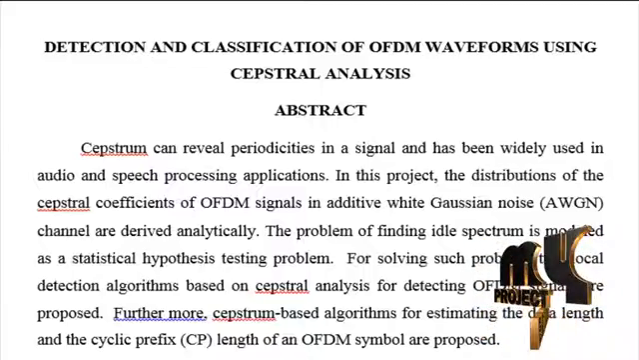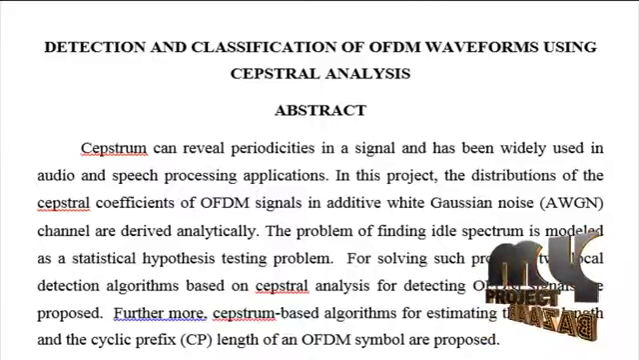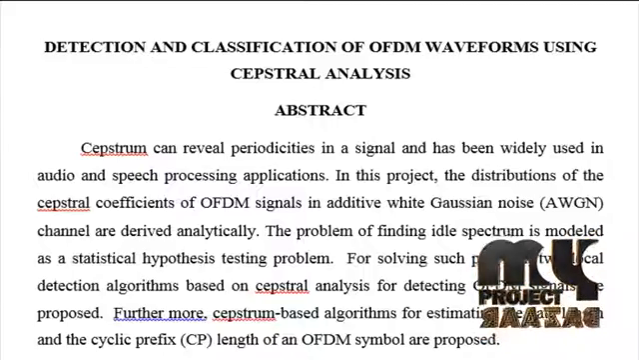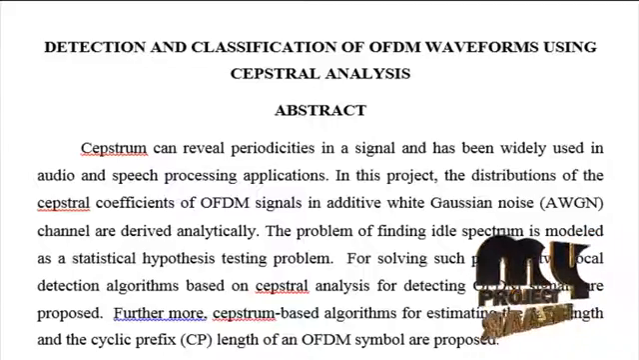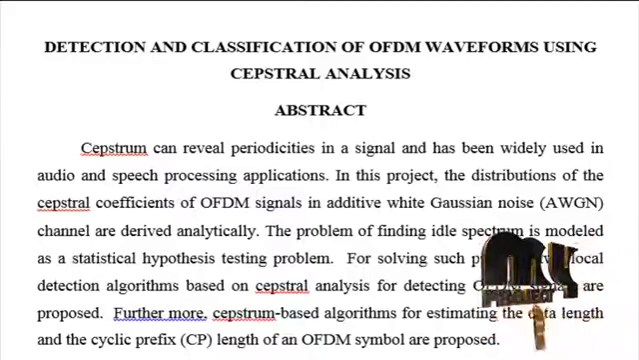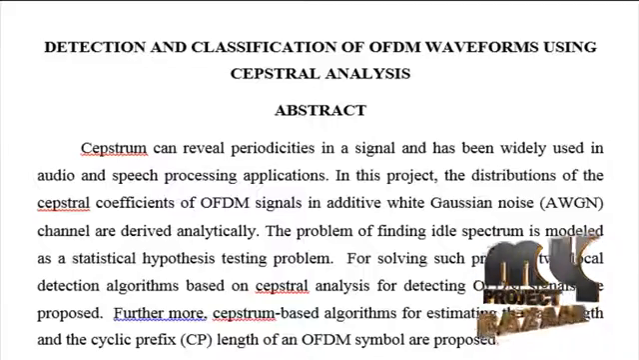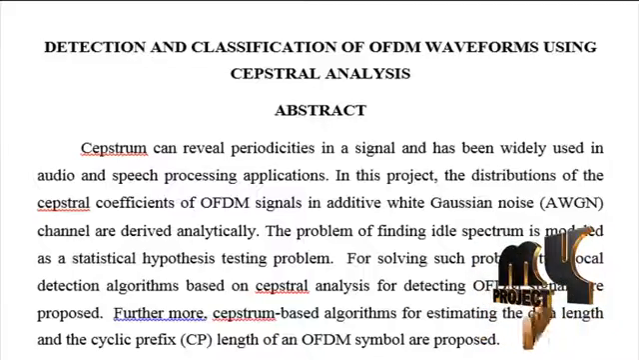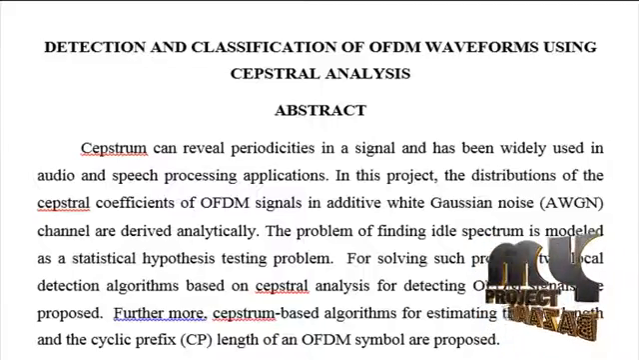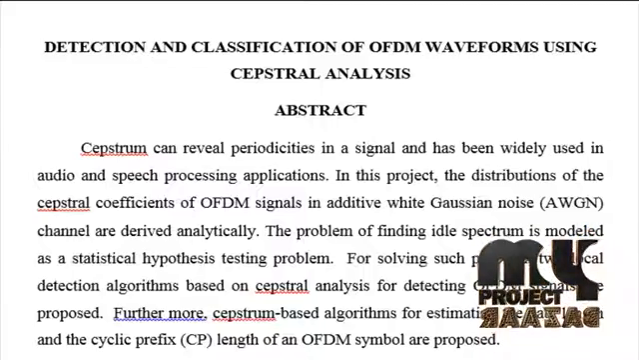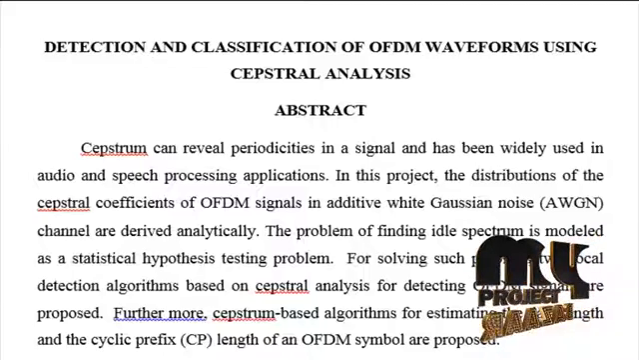Cepstral analysis can reveal periodicities in a signal and has been widely used in audio and speech processing applications. In this project, the distribution of the Cepstral coefficients of OFDM signals in an additive white Gaussian noise channel is derived analytically. The problem of finding an ideal spectrum is modeled as a statistical hypothesis testing problem. To solve it, two local detection algorithms based on Cepstral analysis for detecting OFDM signals are proposed.